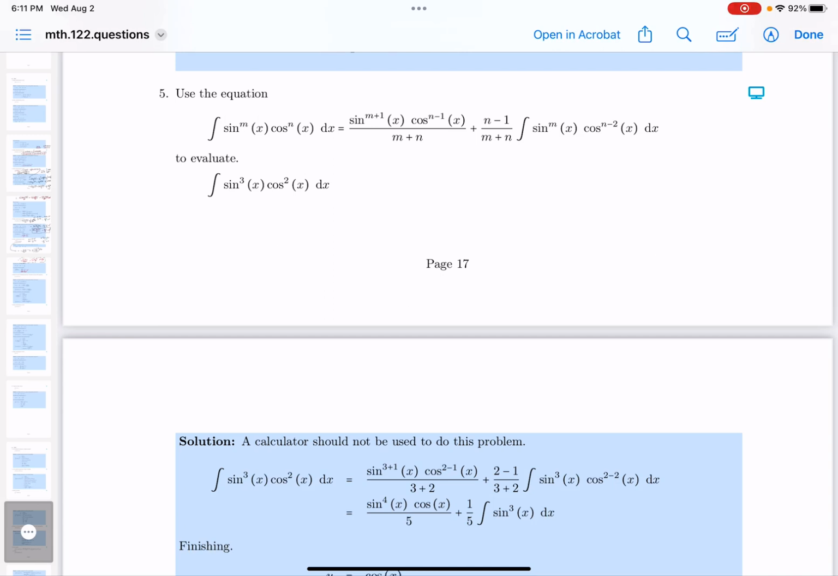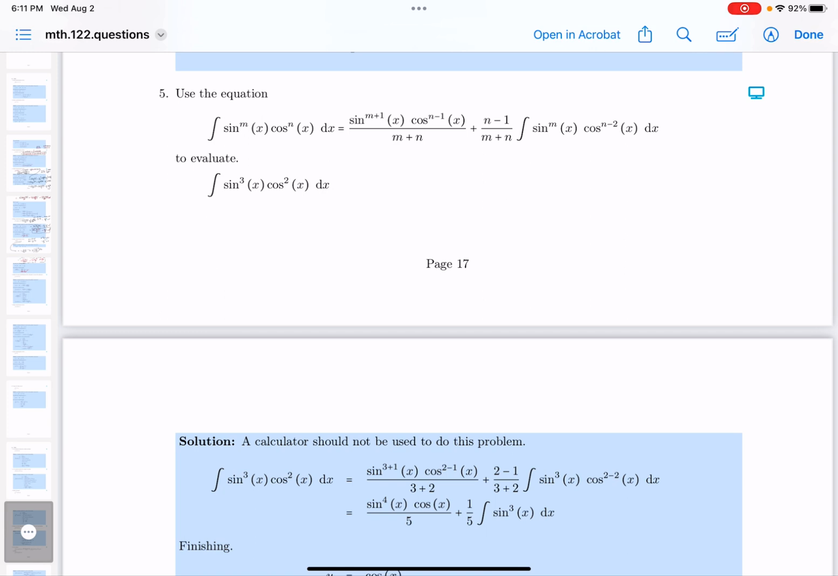Okay, you're looking at number 5. It says use the equation. Now, this equation that you're given is what's called the reduction formula. And someone says, why is it called the reduction formula? They're actually reducing the degree of the cosine in this one over here. Now, I don't think you should memorize this, but I do provide worksheets where we derive these formulas.